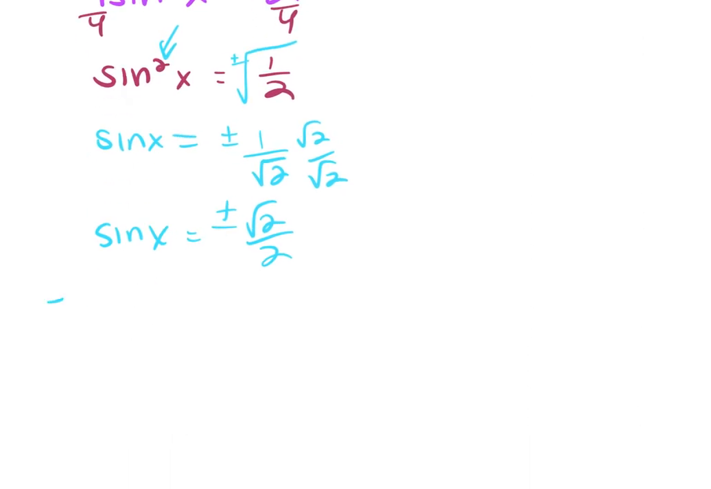So it's pi over 4 plus 2n pi. It's 3 pi over 4 plus 2n pi. It's 5 pi over 4 plus 2n pi. And it's 7 pi over 4 plus 2n pi.